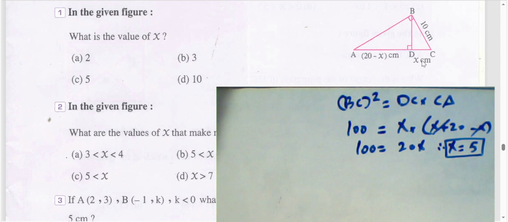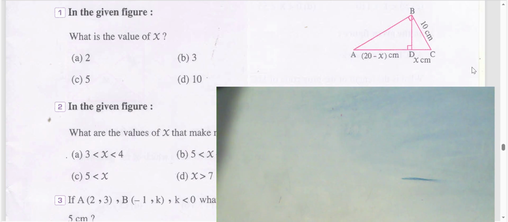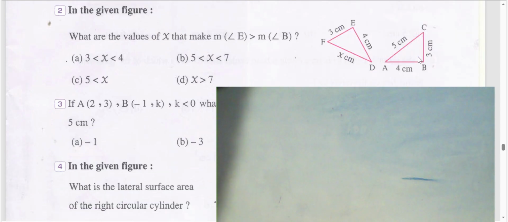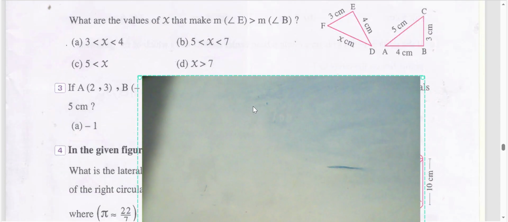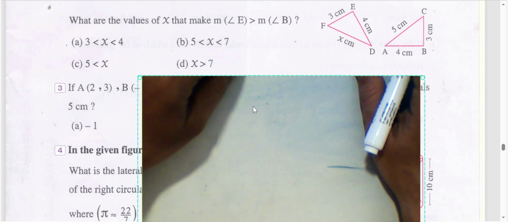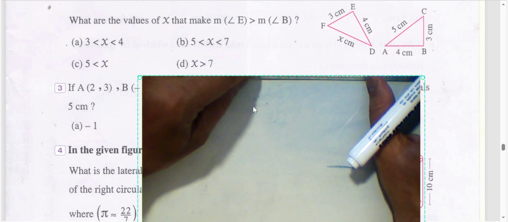Understood? Use the theorem about Euclid's theorem. Next question. What is the value of x which makes the measure of angle E greater than angle B?